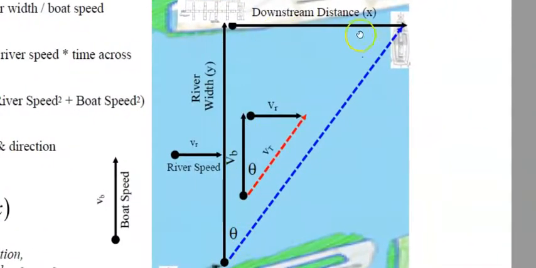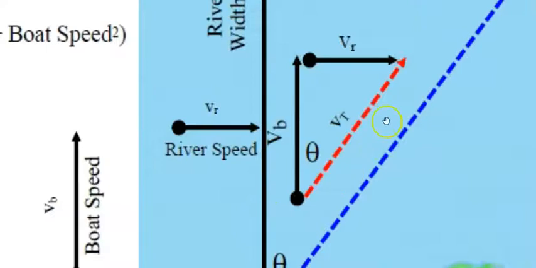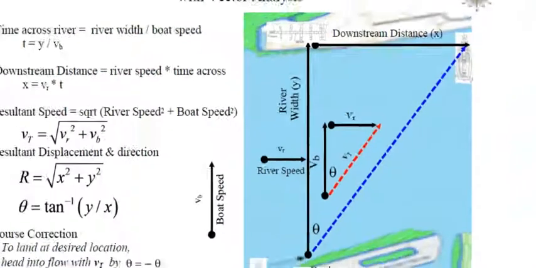There are two triangles that you're going to see here. One is the physical displacement triangle. That's the actual distance from dock to dock and downstream, and the blue dashed line is the actual resultant displacement of the boat as it tries to cross the river. The smaller triangle is the velocity triangle. The boat velocity combined with the river velocity gives it this red dashed resultant, which is the resultant velocity of the boat plus the river.